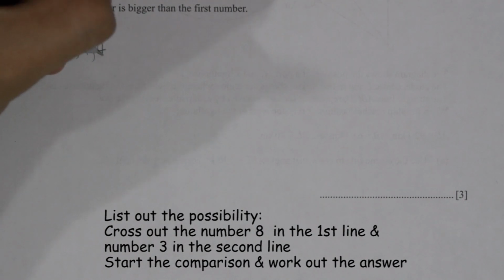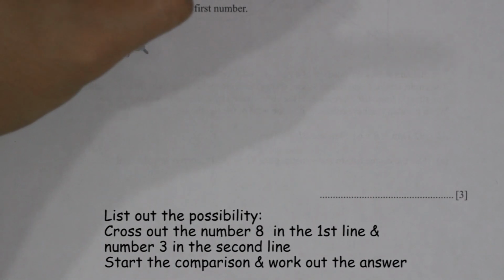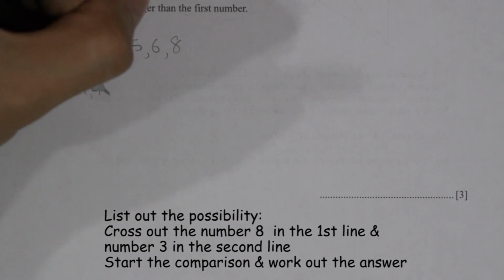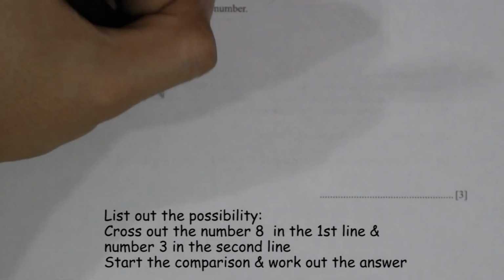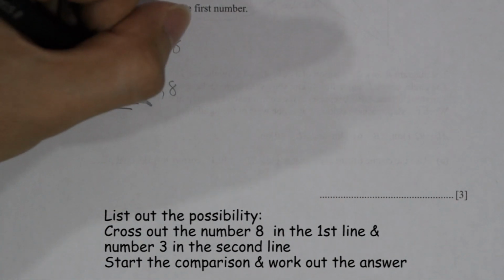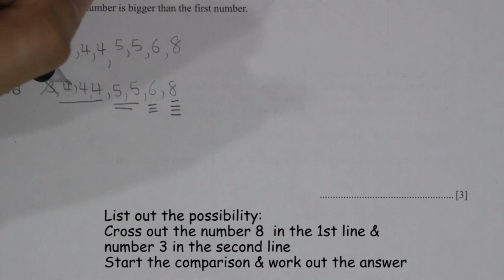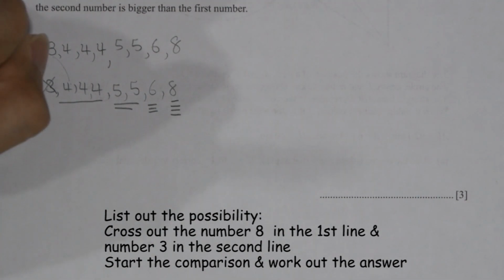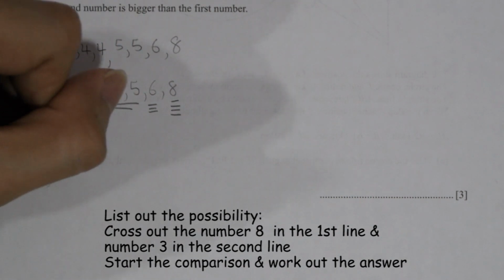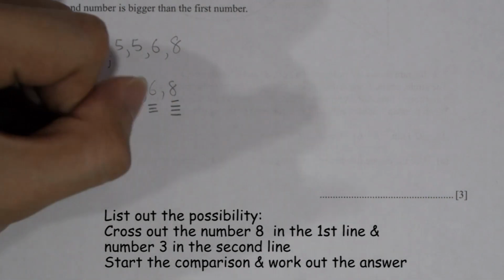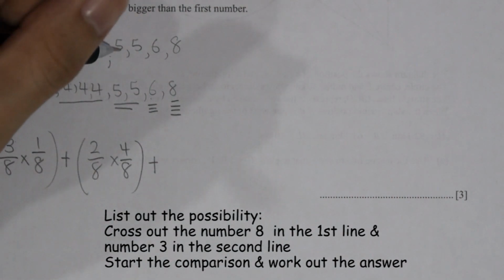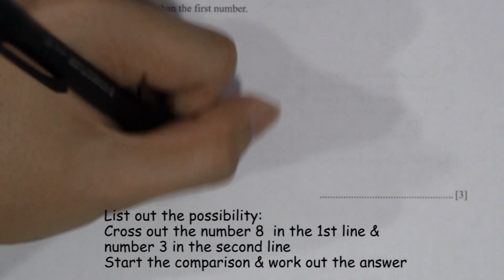So as they mentioned in the question, second number must be bigger than the first one. So for second line, you actually need to cross out the number 3, and for the first line, you need to cross out the number 8. So probability of getting 4 for the second number is 3 over 8, and it's bigger than 3, right, for the first number, so it's only 1 over 8. So you are done with the first part, then you move on to second number, you get 5.